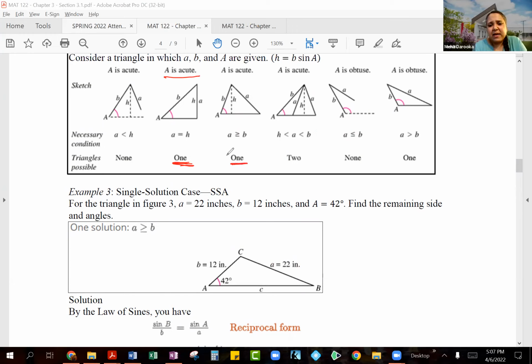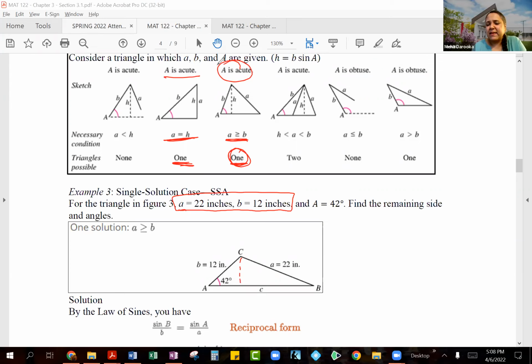And that can be either one of these. We didn't really calculate this vertical height over here, but if a was greater than b, which is exactly what we had, because a was greater than b, that led us into this situation.